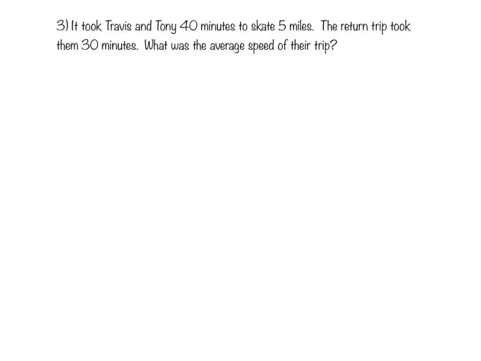So what we know is that they traveled 5 miles in their going and 5 miles in their return. Let's think back for a moment. Distance equals rate times time. That's the formula that we're going to use here. Distance equals rate times time. Of course we're looking for the average speed of their trip this time.